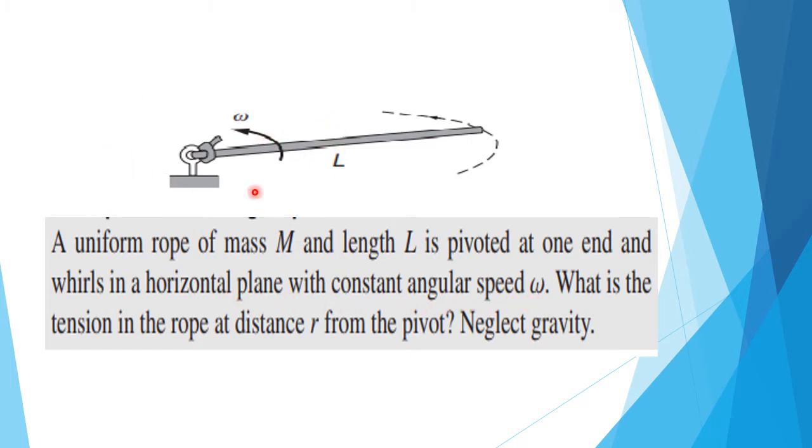So it is whirling in a circular path, horizontally in a horizontal plane. So we can neglect gravity, with an angular speed of omega. We have to find out what is the tension in the rope at distance r from the pivot. So from this point at some distance r, what is the tension in the rope?